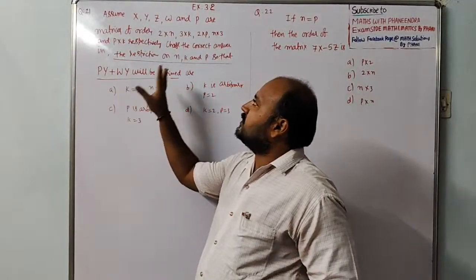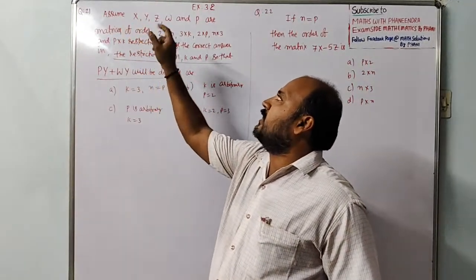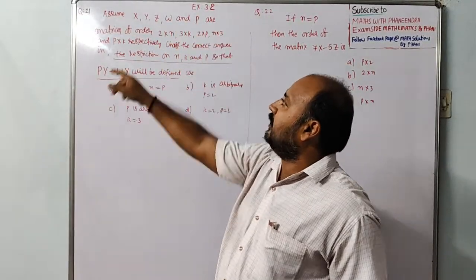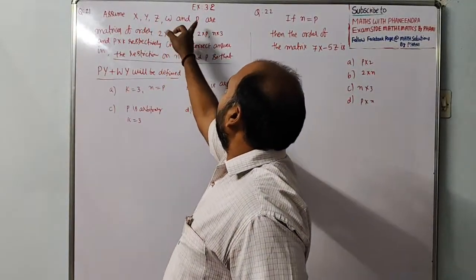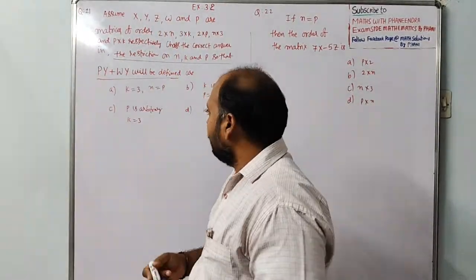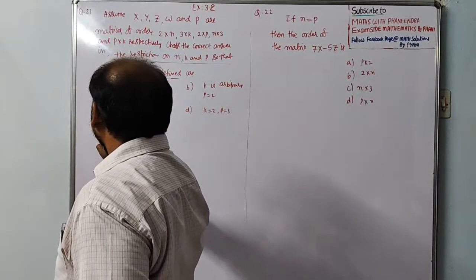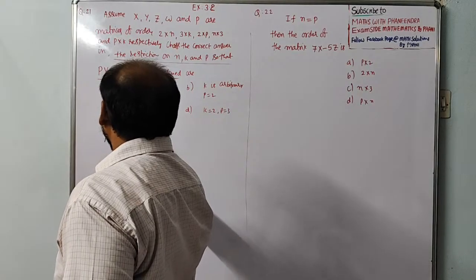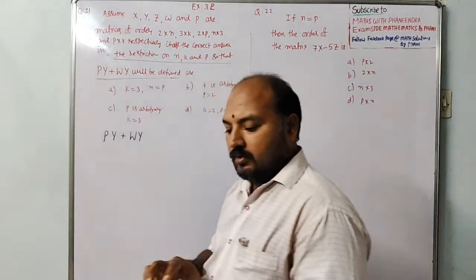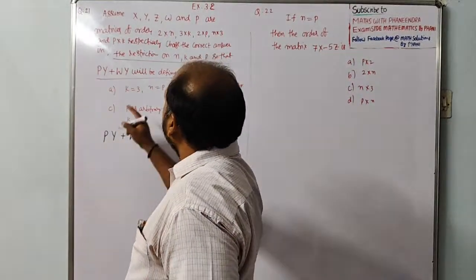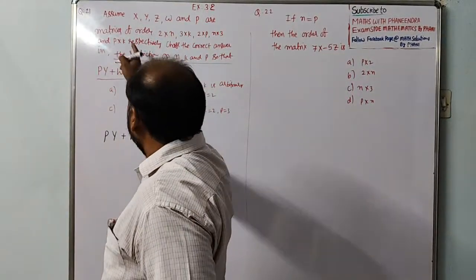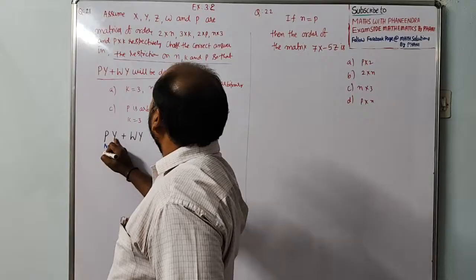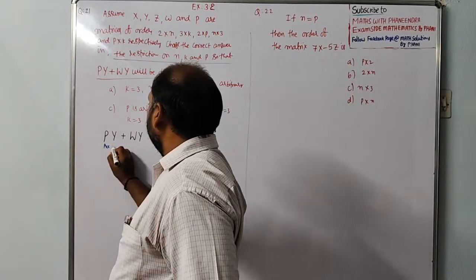So in this question X is containing the order 2 by n, Y 3 by k, W 2 by p, sorry, W is n by 3, Z is 2 by p, P is p by k. Here PY plus WY. What is P order? P order is p by k. This is p, this is k. Y order is what? 3 by k.